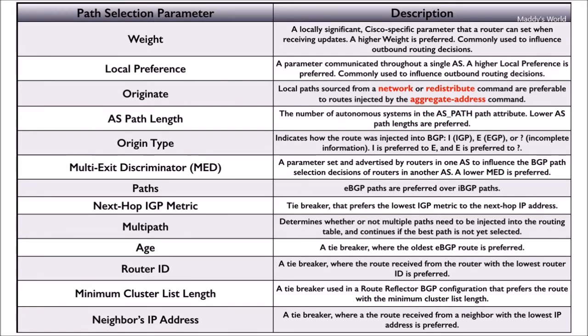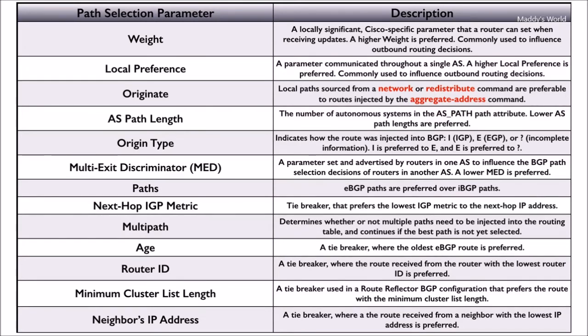Next up is the MED, the multi-exit discriminator. This is commonly used to influence inbound route selection. Maybe we're trying to influence routers out on the internet to come into our network via one ISP. What we're doing is setting this parameter on routers in one autonomous system, and that's to influence the BGP path selection made by routers in a different autonomous system, and a lower multi-exit discriminator is preferred.